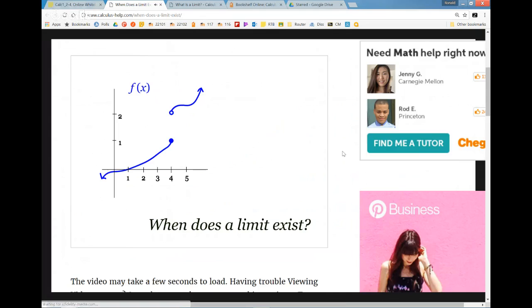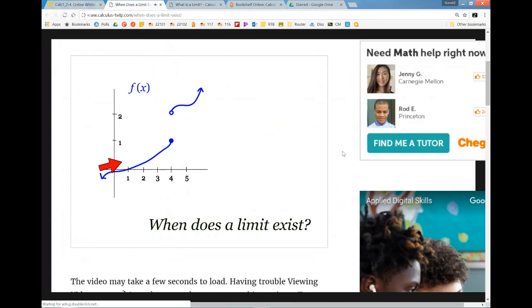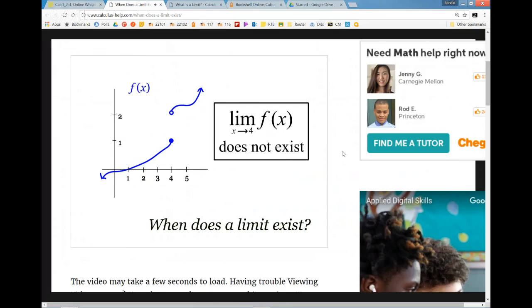Now it's time to get down to brass tacks and look at this mathematically. Take a look at the graph of this function f of x. Visually, you can see that it's got a break in it at x equals 4. So, if we travel towards 4 from the right, we will arrive at a height of 2. However, if you travel towards 4 from the left, you will arrive at a height of 1. This means that no limit exists for f at x equals 4.